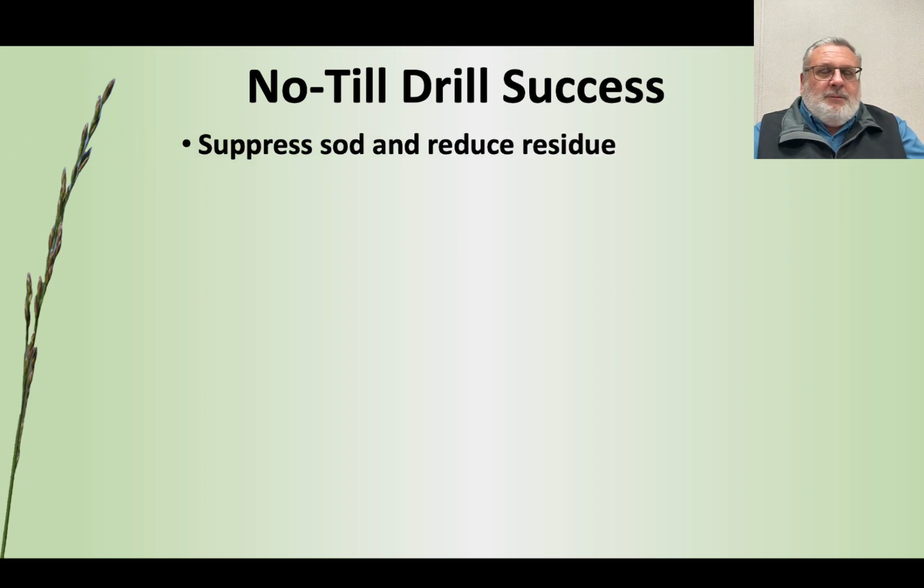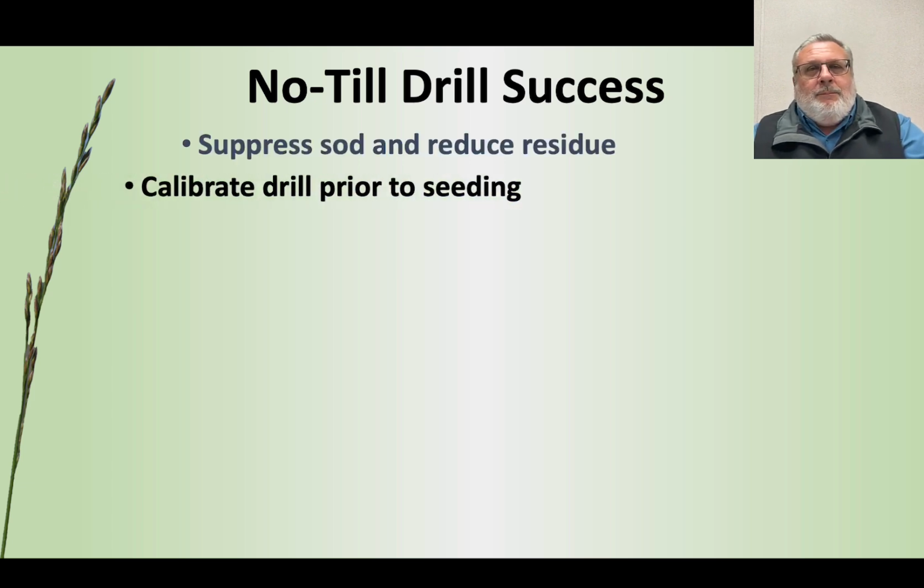So the first thing we want to do is suppress that sod and reduce residue. We want a light amount of residue on that soil surface. If we have heavy residue, it interferes with seed placement in the soil.